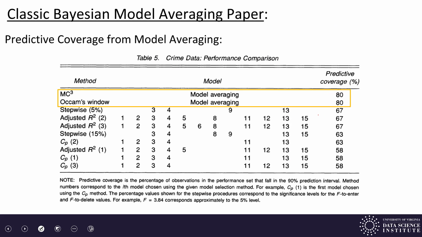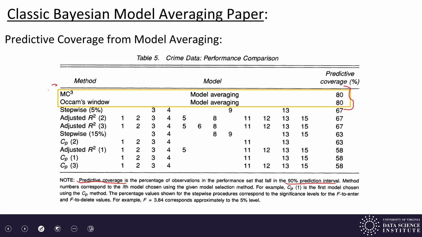One of the ways we can measure the goodness of a linear regression model is a performance comparison using predictive coverage. Here's the definition of predictive coverage: it's the percentage of observations in the performance set that fall in the 90% prediction interval. This tells us that for model averaging, 80% of states fell within the 90% prediction interval.